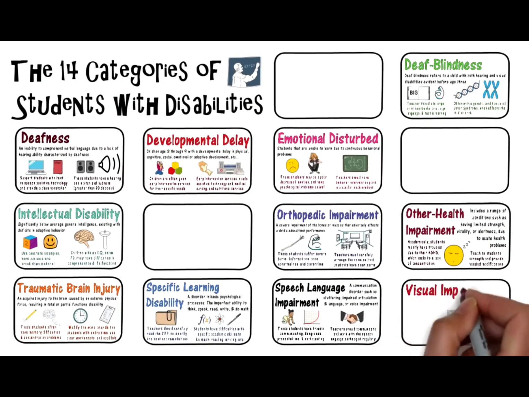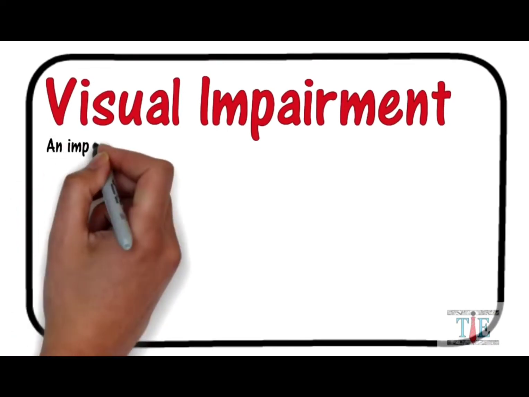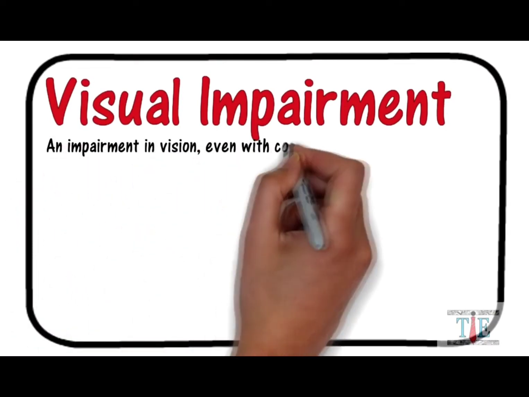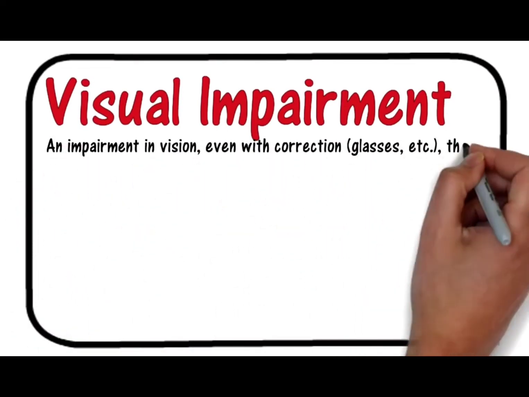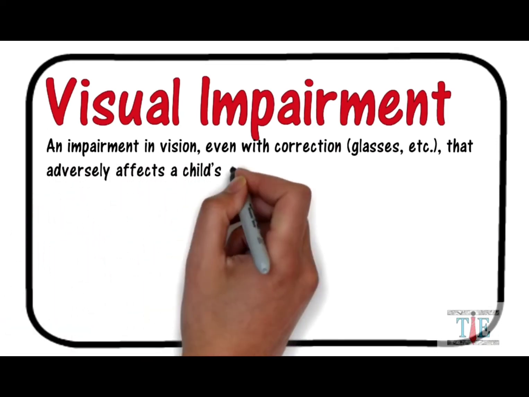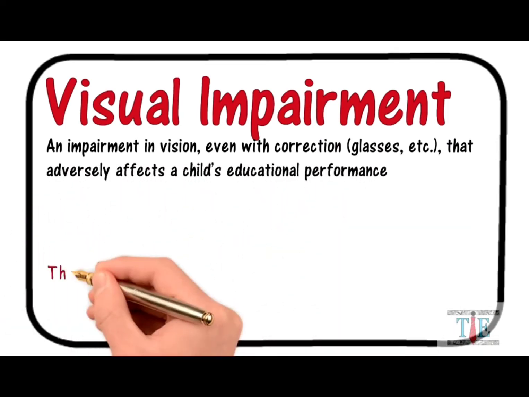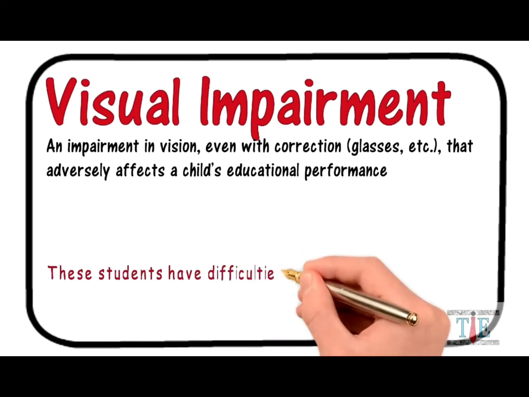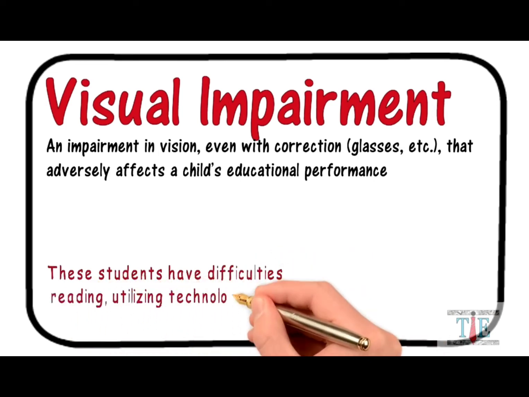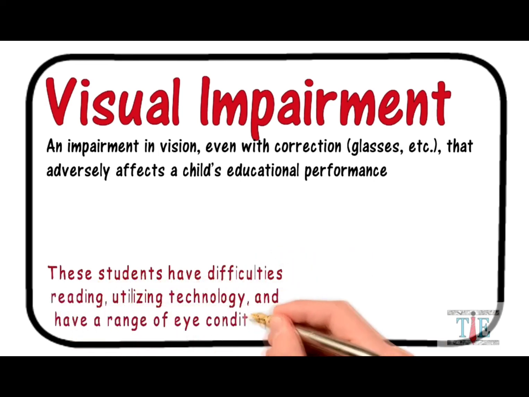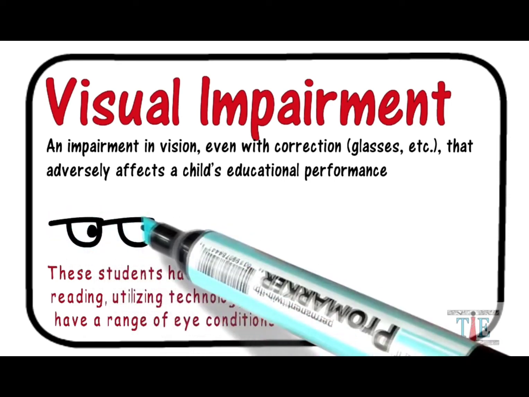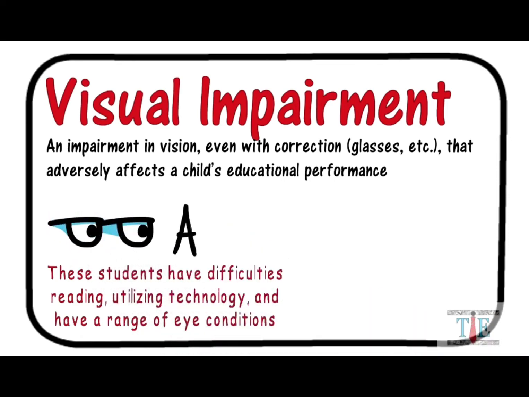Now we're going to move on to visual impairment. The disability is defined as an impairment in vision, even with corrections, glasses, etc., that adversely affects a child's educational performance. These students have difficulties reading, utilizing technology, and have a range of eye conditions. Even if these students have glasses, they still have visual deficits, identifying letters and differentiating them.